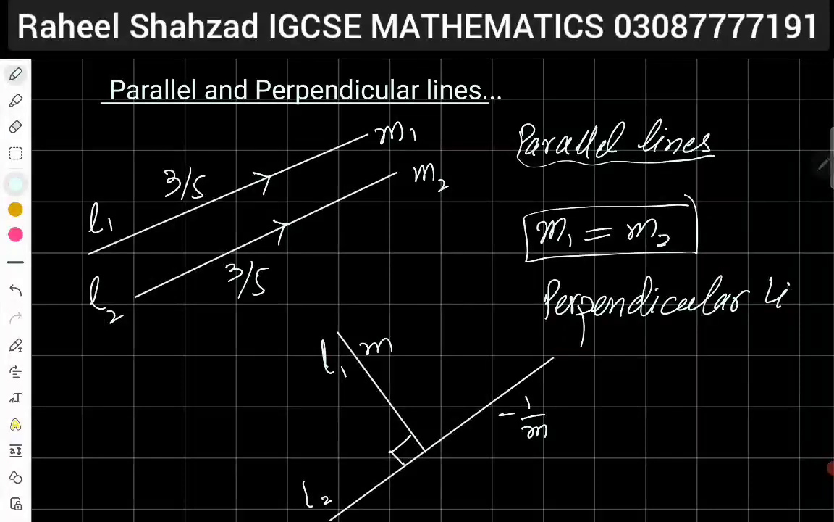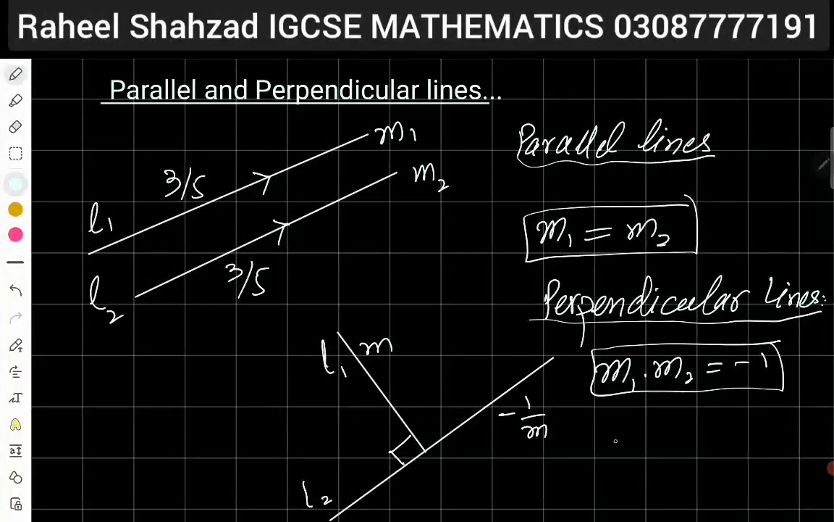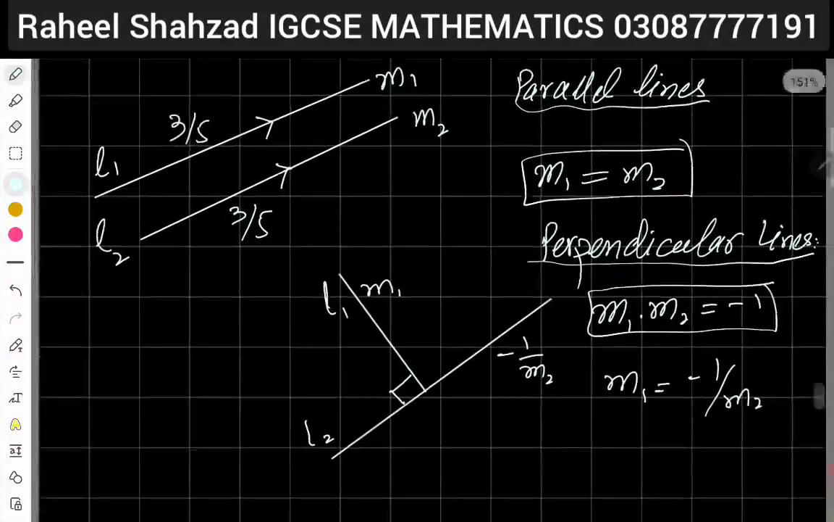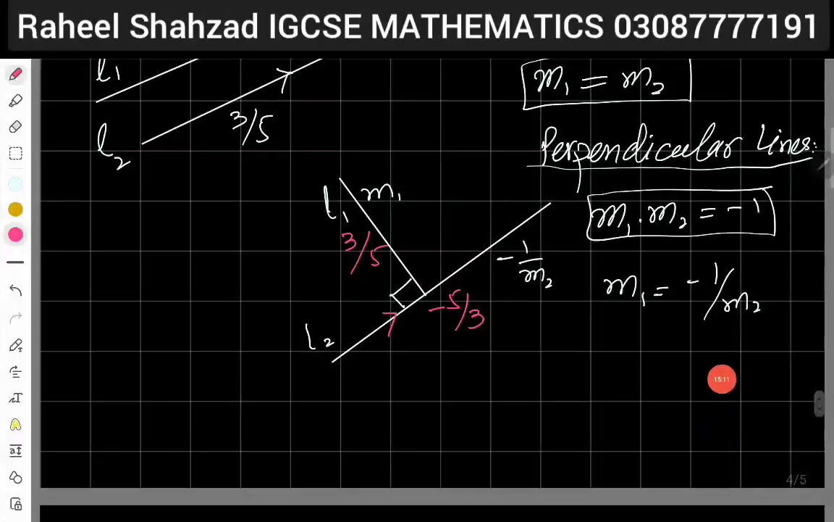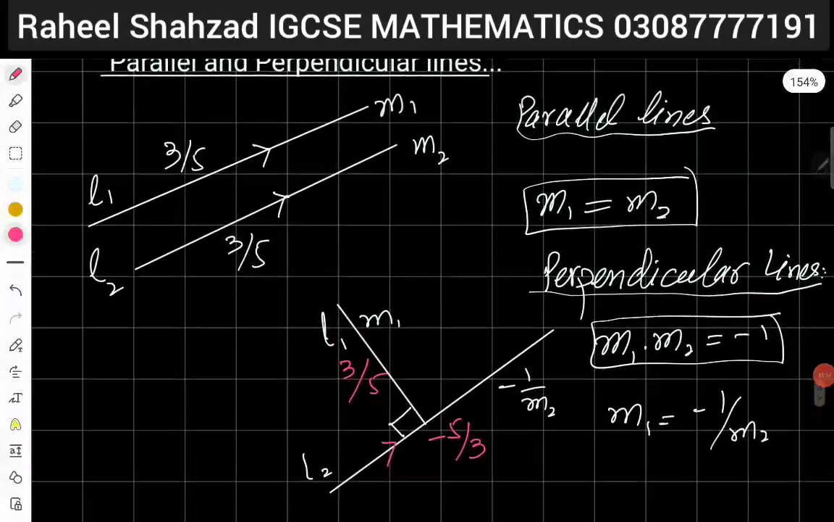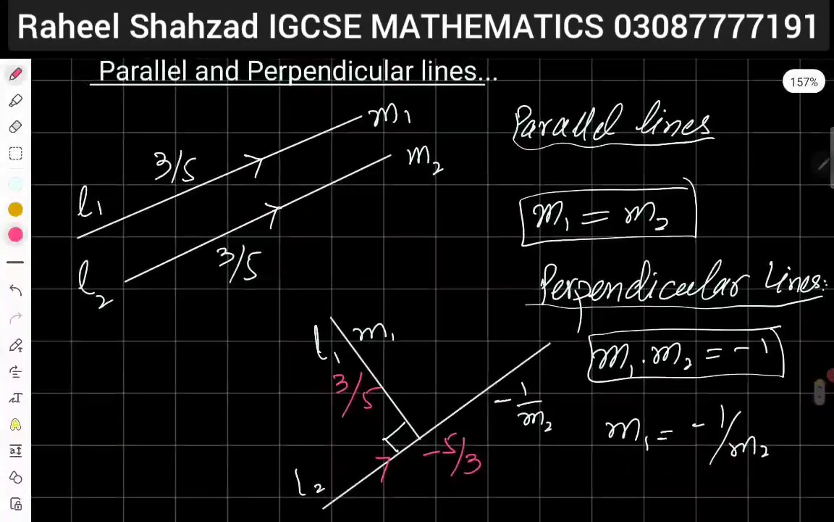For perpendicular lines, if two lines are perpendicular, then the product of the slopes m1 dot m2 is equal to minus 1, or we say that the slope of one line is the negative reciprocal of the slope of the second line. That means if we have slope 3 by 5 for line 1, then the slope of line 2 is going to be minus 5 divided by 3. So parallel lines have the same slope and perpendicular lines have negative reciprocal slopes.